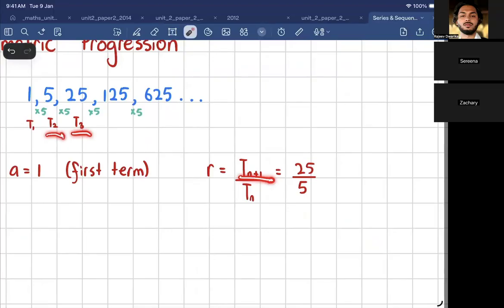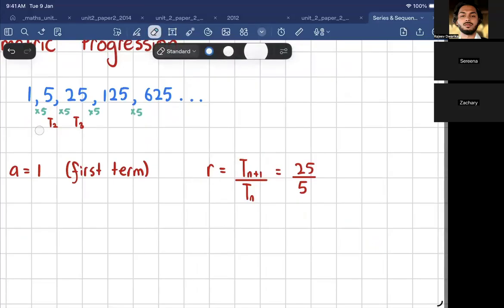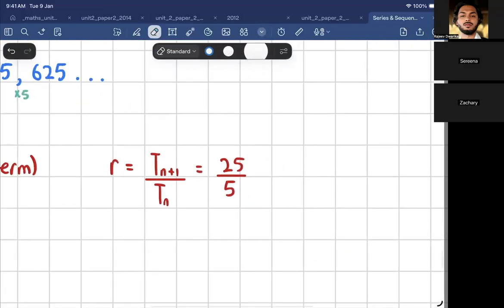Yes, sir. So if in the denominator I have term 2, then on top, if it's Tn plus 1, I'm going to use what term on top? Term 3. Exactly. All right, sir. And you get E5.